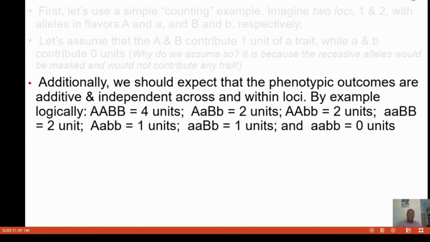So if we additionally expected the phenotypic outcomes to be additive and independent across and within loci, then logically, the AABB would be 4 units of the trait. The small a with the one big B and small b should be contributing just 1 trait unit. And then, of course, if we have the aa and the bb, they should be contributing 0 trait units. They're not there. I hope you understand.